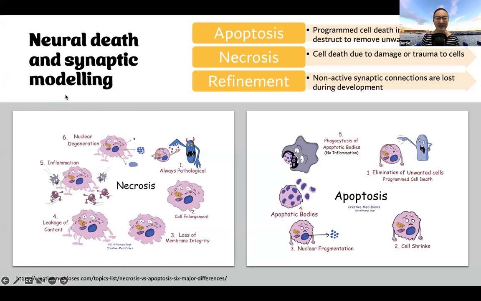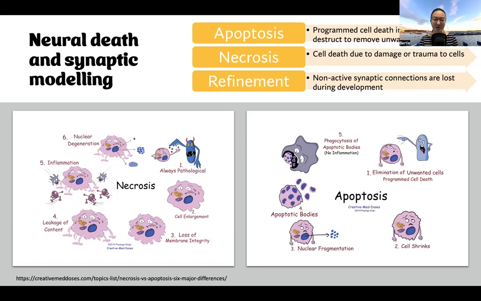Neural death and synaptic modeling. Apoptosis, necrosis, and refinement. What is apoptosis? Apoptosis is programmed cell death in which cells self-destruct to remove unwanted cells. I would remember it as automatic. That means the cell self-destructs automatically. Necrosis is cell death due to damage or trauma to cells. Refinement: non-active synaptic connections are lost during development.